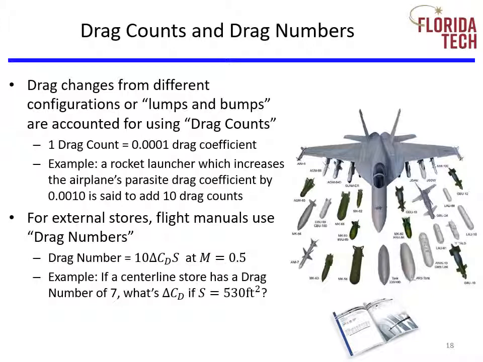For external stores, flight manuals often use a drag number. A drag number is defined to be 10 times the change in drag coefficient times the wing area at a Mach number of 0.5. For example, if a centerline store has a drag number of 7, what's the corresponding change in drag coefficient if the wing area is 530 feet squared? The answer is 0.0013, which would be 13 drag counts.